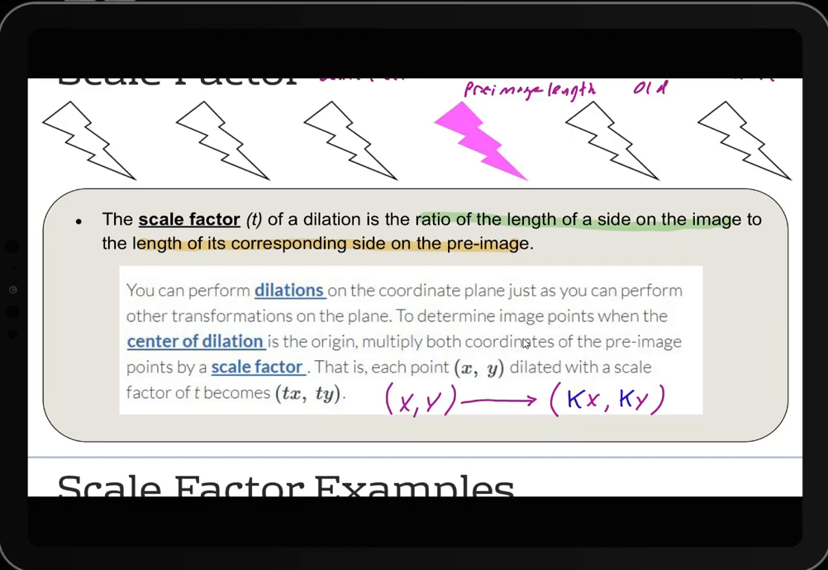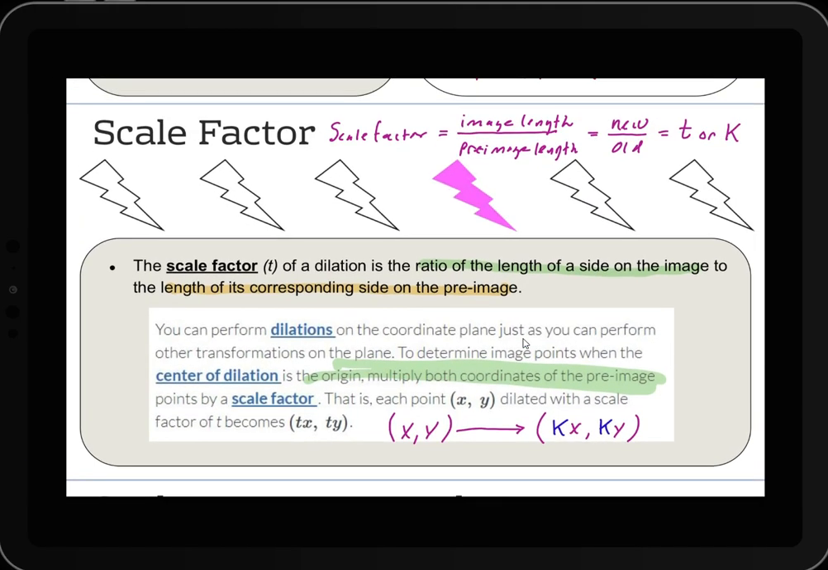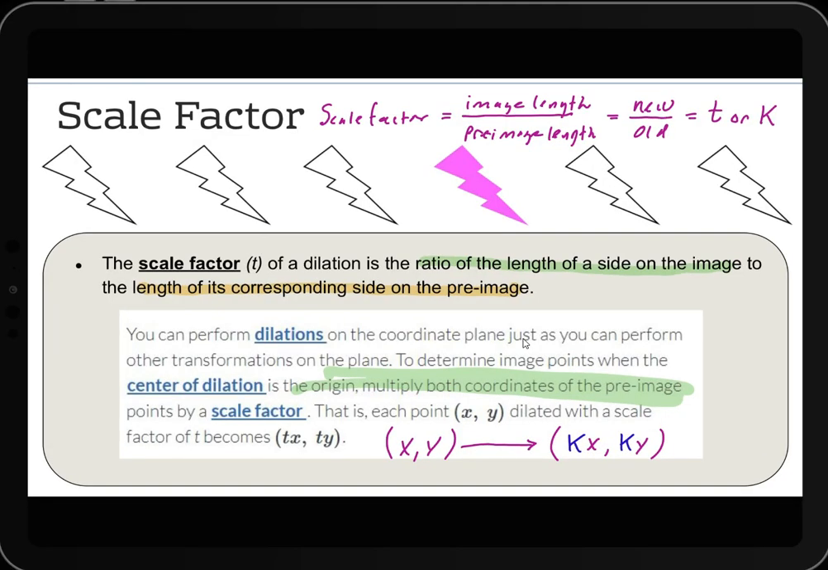We call that a scalar. Okay, when you multiply the x coordinates and y coordinates by a number, it's a scalar multiplier. So we're multiplying them in order to come up with our new coordinates for our image. That's what I want you to take away from this. You can actually determine the coordinates of your image by multiplying the coordinates of your pre-image by the scale factor. How do we find the scale factor? It's the ratio of the new over the old, an image length divided by its corresponding pre-image length. That's what scale factor is.